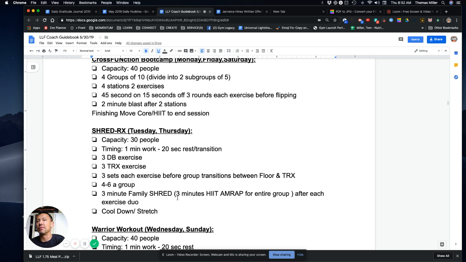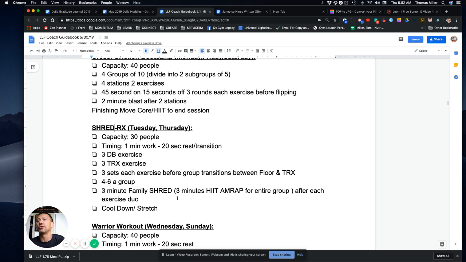Now, in the middle of it, or after every station, there's a 3-minute family shred. This is when they get their heart rate up. This is when they get to push themselves. It's kind of a HIIT AMRAP. You can involve thrusters or a TRX move as well, but it's essentially going to be a series of three different moves that they do as many as they can in 3 minutes. And typically, you'll do 9 reps of each. This is where we come together as a family and make it fun and let them push themselves and get their heart rate up. That way they're getting fat burning.